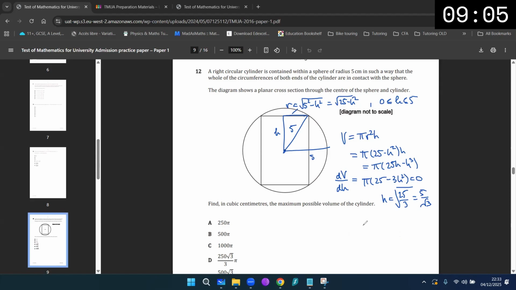We just put that back into the volume equation. So that would be pi times 25 over 3 times 5 root 3. And I suppose they want us to rationalize the denominator, so multiply by 3 top and bottom. So we have pi times 125 times root 3 over 9.